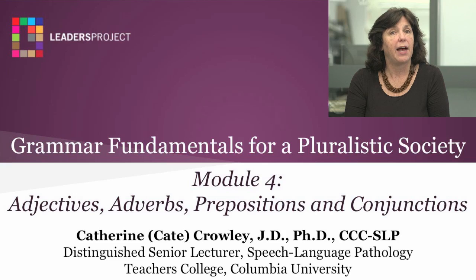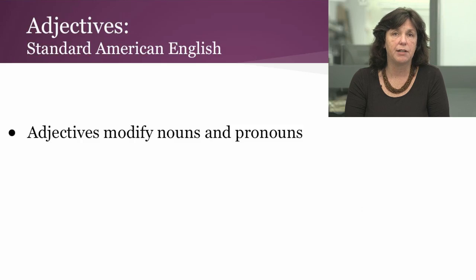This module will outline some morphosyntactic features of American English dialects relating to the use of adjectives, adverbs, prepositions, and conjunctions. Adjectives modify nouns and pronouns, providing more information about them. Many adjectives can be classified into three types: attributive, predicative, and postpositive. This classification is based on where in the sentence they occur.